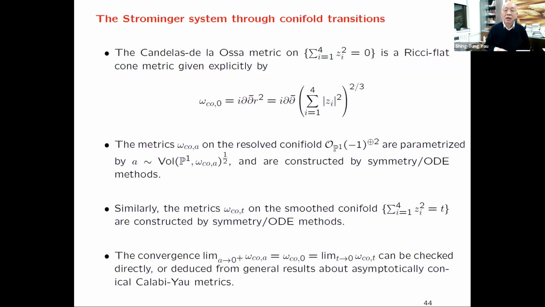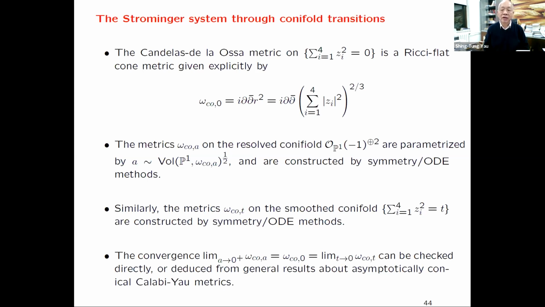So what did they do? They construct on this manifold, the sum of z_i^2 equals 0, this canonical Ricci-flat cone metric. So this is a metric on the cone. On the rational double point, they just write down this metric, the sum of z_i^2 to the power 2/3. Well, we can write down a family of metrics on the resolved conifold.